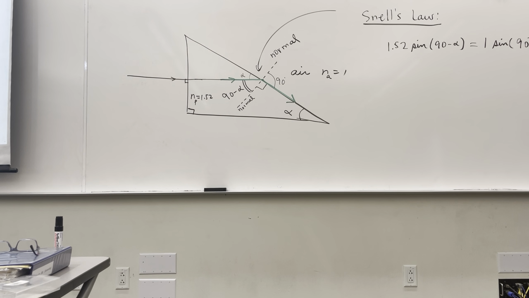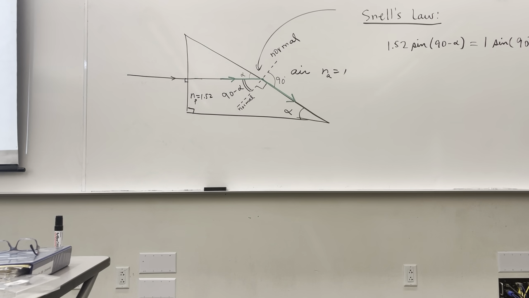I have the question. Can you please read it for us? Yeah, sure. It says, light is incident along the normal on face AB of a glass prism of refractive index 1.52. Find the largest value of the angle alpha can have without any light refracted out of the prism at face AC if A, the prism is immersed in air, and B, the prism is immersed in water. So you want the largest angle alpha, right?